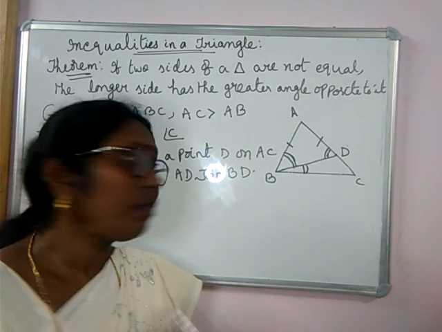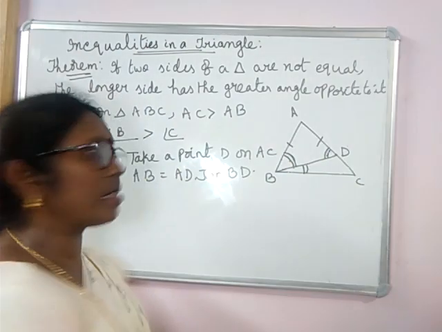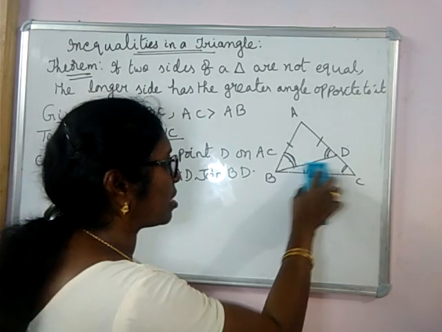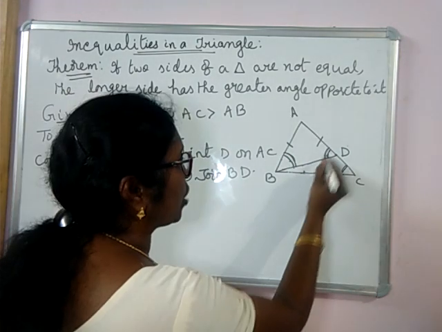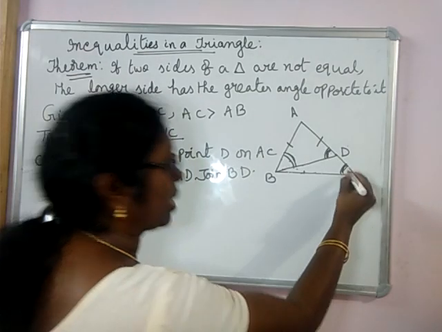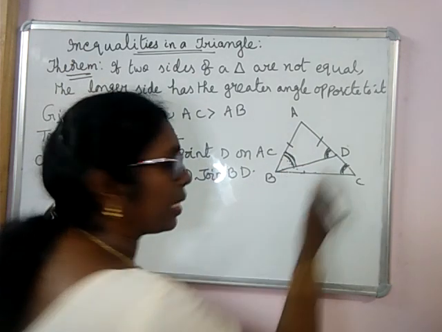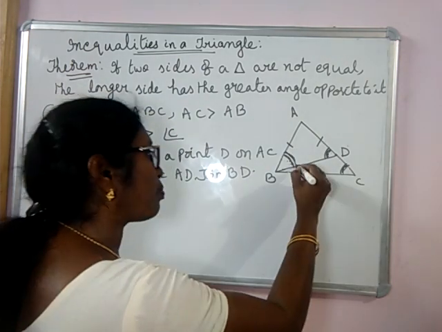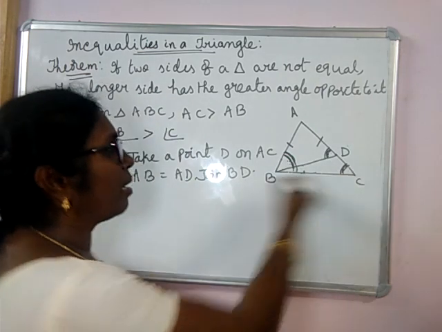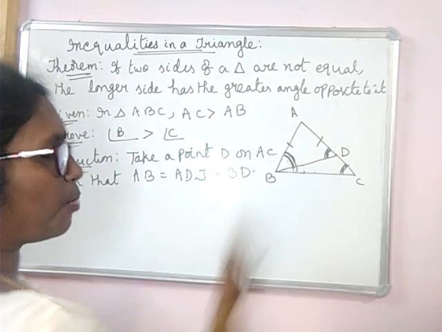These two are equal. This is greater than this. Both are interior opposite angles. Actually, exterior angle is equal to the sum of two interior opposite angles. Exterior angle is greater than this, but these two are equal. So this angle is greater than this, and this plus this is there. So the complete angle will be greater than angle ACB. Let me now explain you orally.